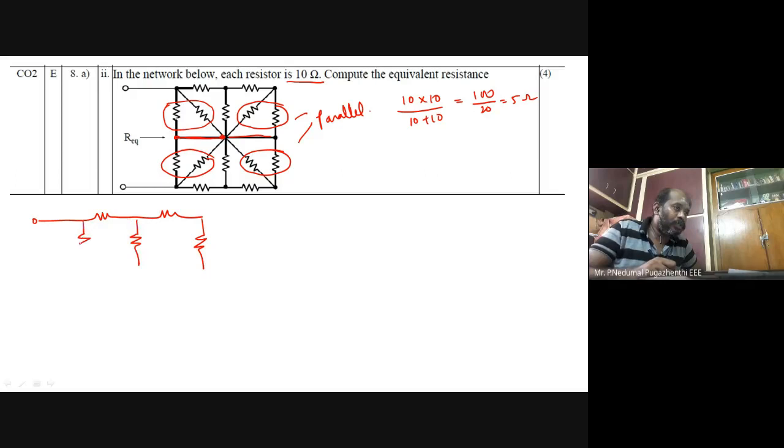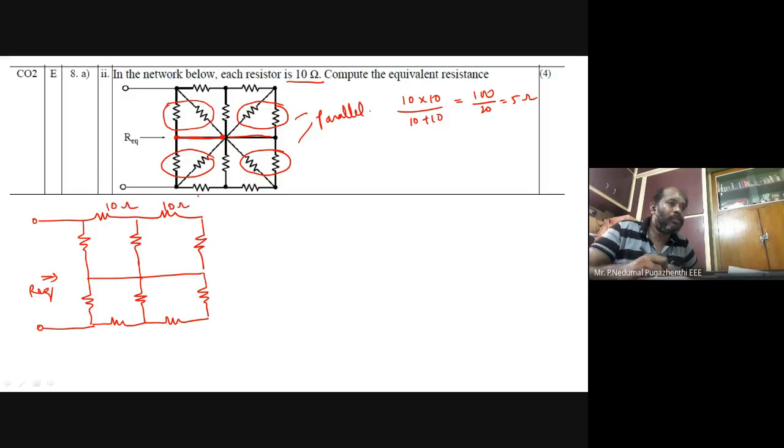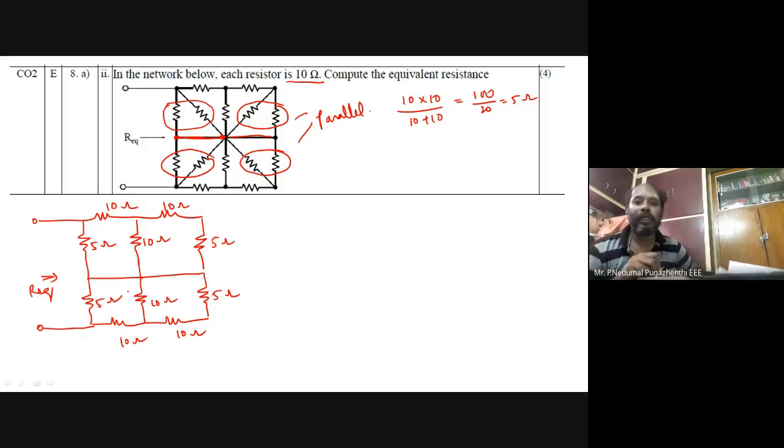You will have this 5 ohms. You have one single resistance. This one is there. This one is going to be there. So this is 10 ohm. The circumference is going to be 10. Instead of these two, you will have 5 ohms. Instead of these two, you will have another 5 ohm. This is 10 ohms. This is 10 ohm. This is 10 ohm. And this is 10 ohm. And this is 5 ohms. And this is 5 ohms. Any doubts?